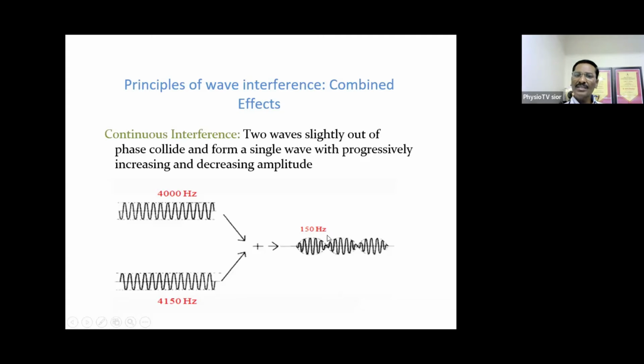And the resultant frequency is 150 hertz, that is a low frequency current. So here we have used two medium frequency currents and the result is such that the resultant is a low frequency current.